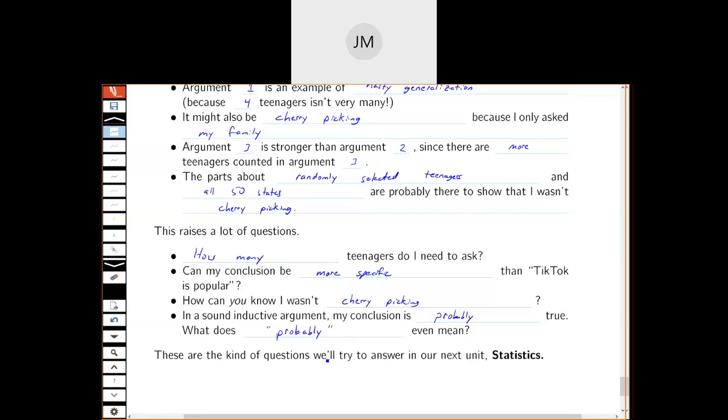Okay. Does that mean the same thing to you as it does to me? Can we be very specific about what probably means? Okay. So all four of these questions are questions that we're going to answer in the statistics unit. Okay. So what we're leaving off with here in logic, in order to delve in more deeply, we need to start doing statistics. And so that's going to be our next unit. Okay, so that kind of gives you a nice little segue. However, this is as far as we're going to go in this unit. So this is the end of logic. All right.